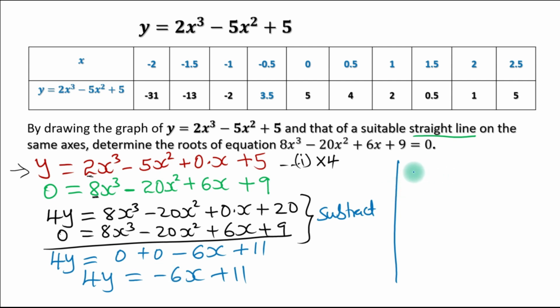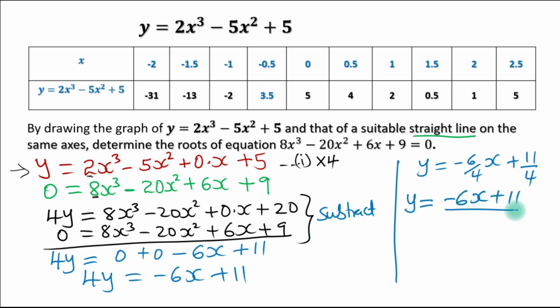So we can divide both sides by 4. Therefore, y will be equal to minus 6 over 4 x, then plus 11 over 4. But allow me to rewrite it in such a way that we can make a table, so we write it as y is equal to minus 6x plus 11, all over 4. Later we will simplify it, so we can get the corresponding values of x and y near the origin.